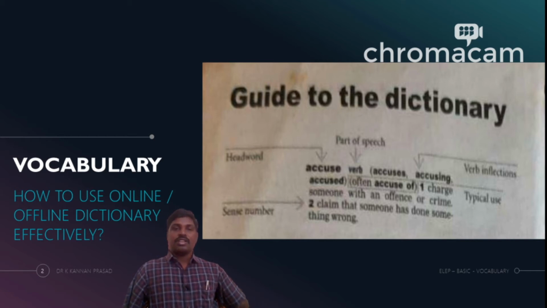So the number second is, you get the number 1 first and number 2 second, where we see that there is a second meaning to the word accuse. This is not the case with all the words. Some words could have just one meaning, some words could have 4 or 5 meanings, some even more than that. So it would be listed using the numbers. Alright. So number 2, we see the meaning of accuse as claim that someone has done something wrong. So this is the second sense in which the word accuse can be used.